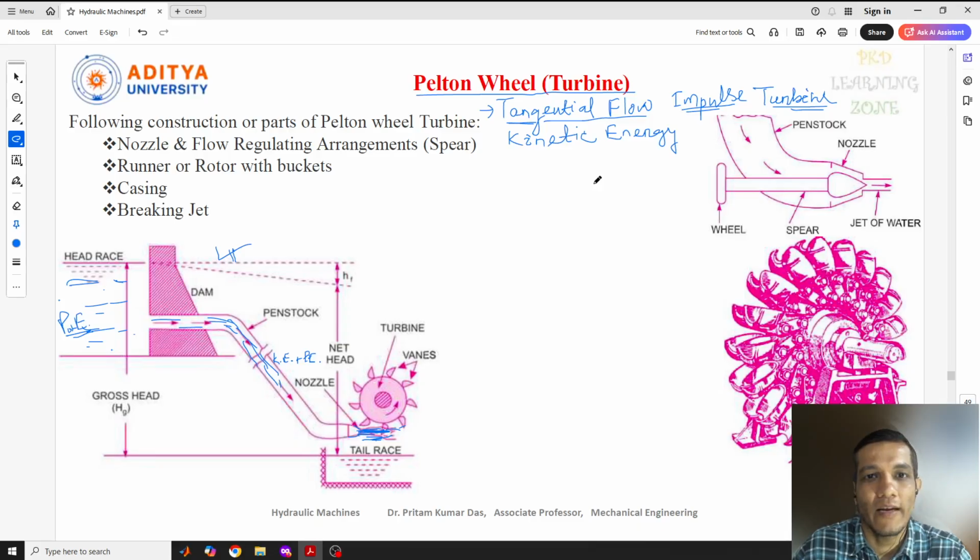But in the reaction turbine, there is a pressure difference at the inlet condition as well as the outlet condition. That's why it is called reaction pressure. Due to the reaction pressure, the turbine is named reaction turbine.